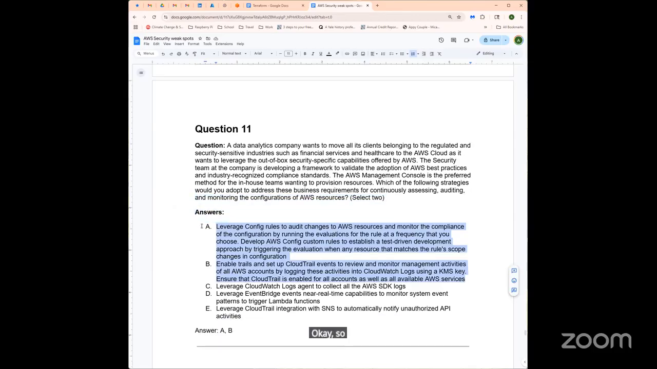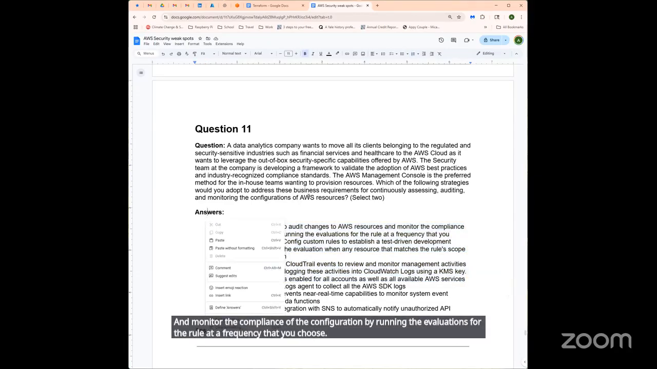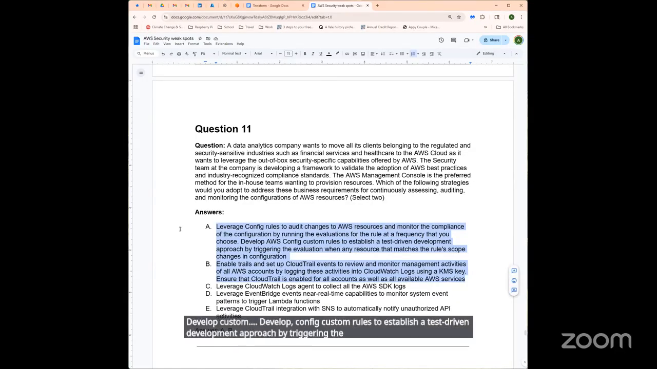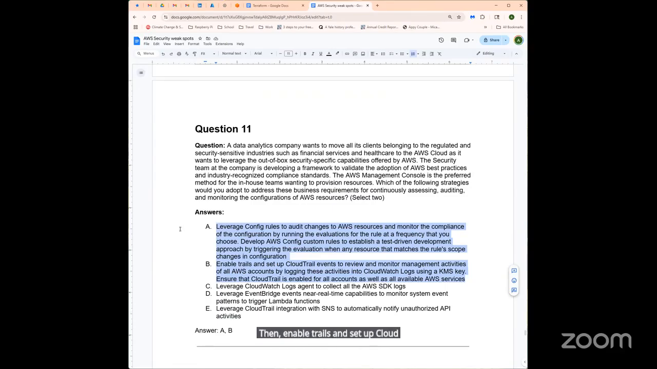Okay, so leverage Config rules to audit changes to AWS resources and monitor the compliance of the configuration by running the evaluations for the rule at a frequency that you choose. Develop Config custom rules to establish a test-driven development approach by triggering the evaluation when any resource that matches the rule's scope changes in configuration. Then, enable trails and set up CloudTrail events to review and monitor management activities of all AWS accounts by logging these activities into CloudWatch Logs using a KMS key. Ensure that CloudTrail is enabled for all accounts as well as all available AWS services.